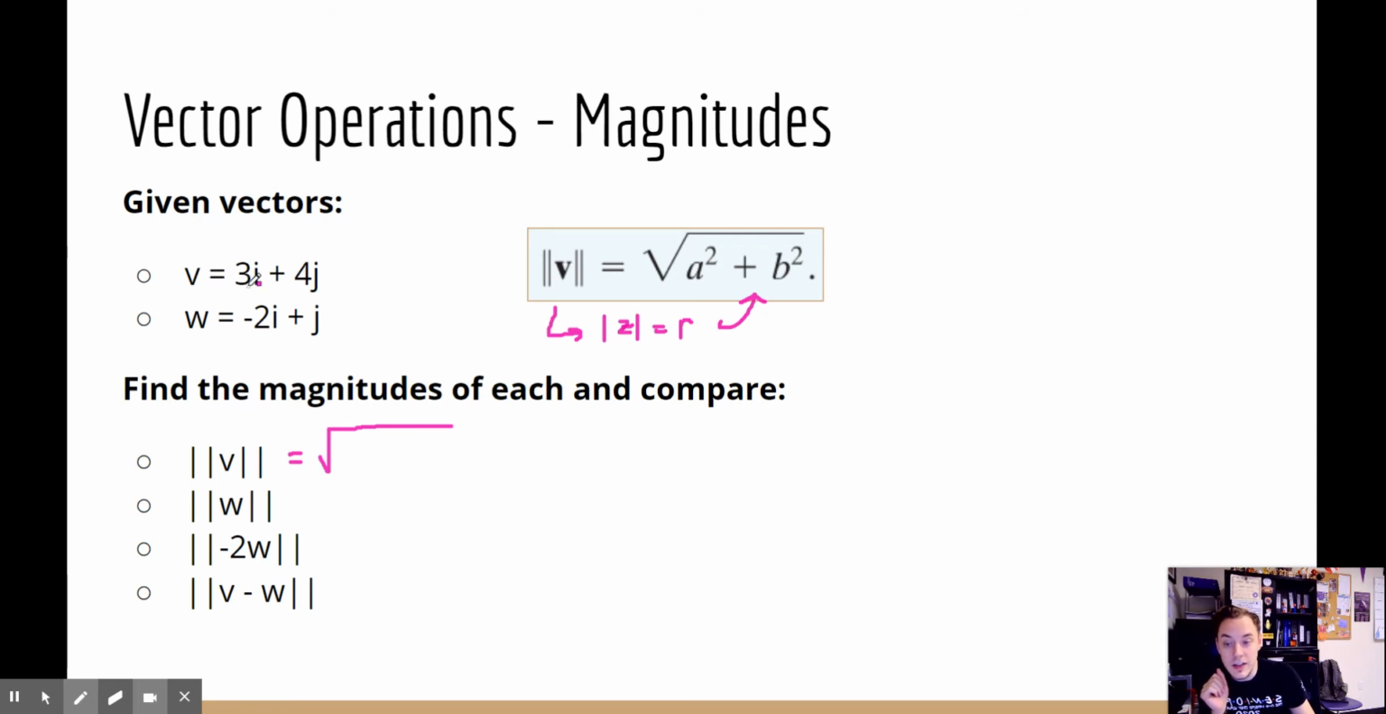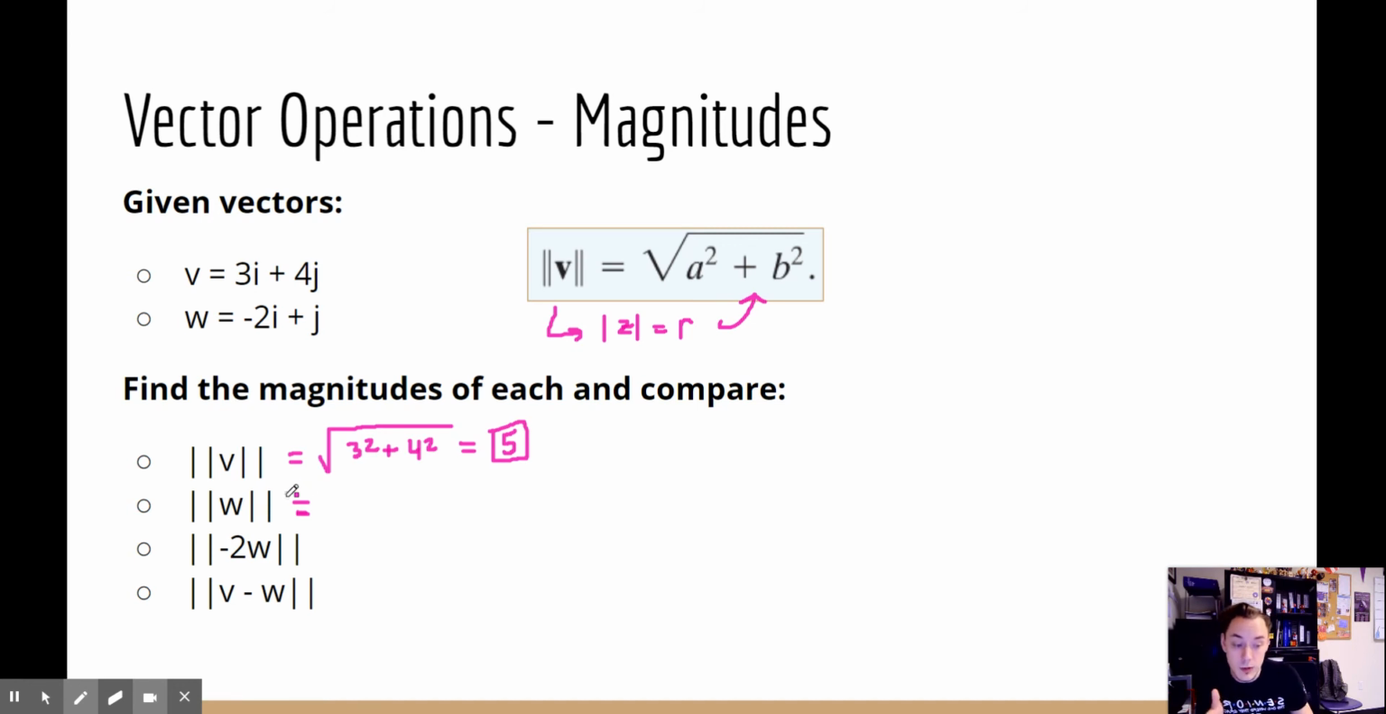So I'm looking at v here. So this is going to be the square root of 3 squared plus 4 squared. Now, again, it doesn't take a genius to know that this is just going to be 5. It's a 3, 4, 5 triangle. 9 plus 16 is 25. Radical 25 is 5.